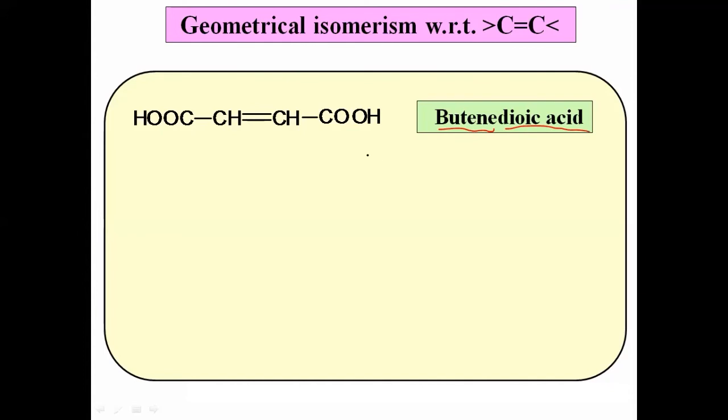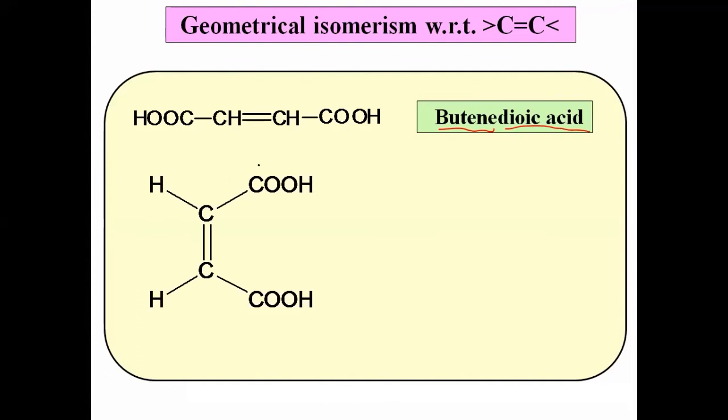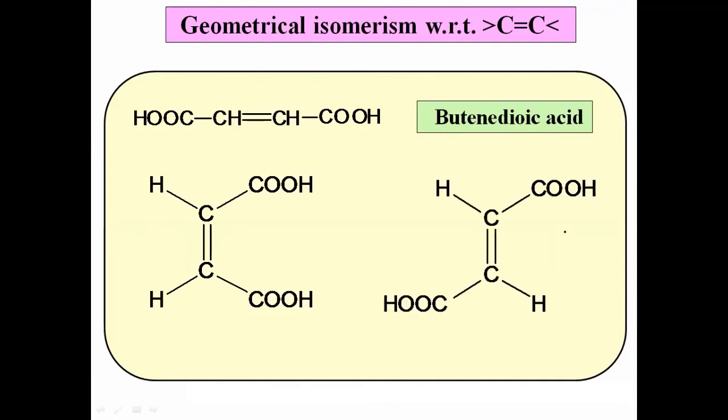Now let us see geometrical isomerism in that compound. This is the first geometrical isomer. Now let us see the second isomer. Actually both are butene dioic acid, both having the same molecular and structural formula, but we have shown a different arrangement of COOH groups around the double bond. In one case two COOH groups are present on the same side, while in the second case the two COOH groups are present on the opposite side.